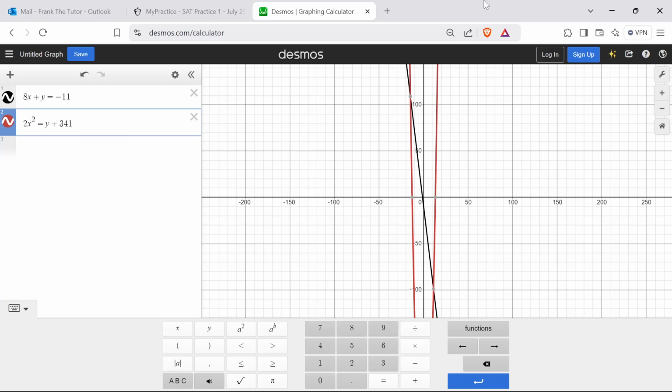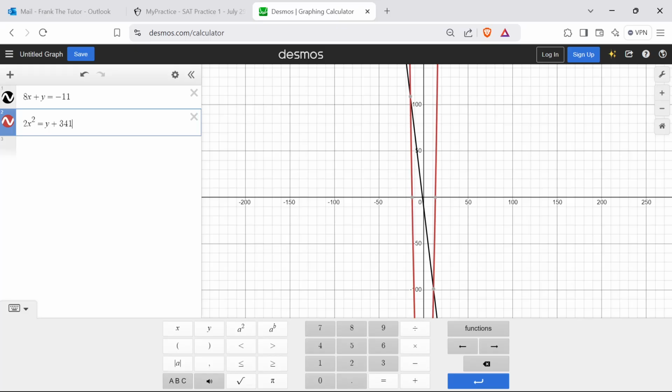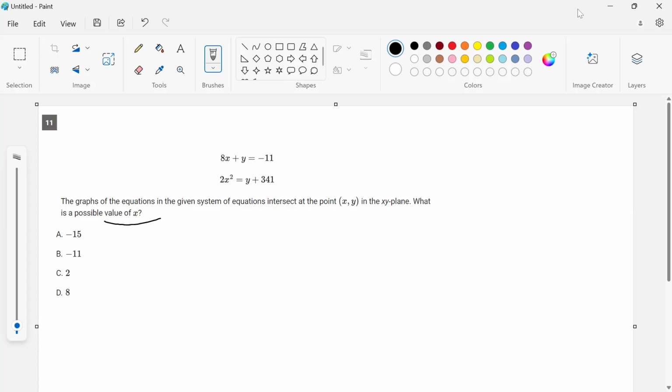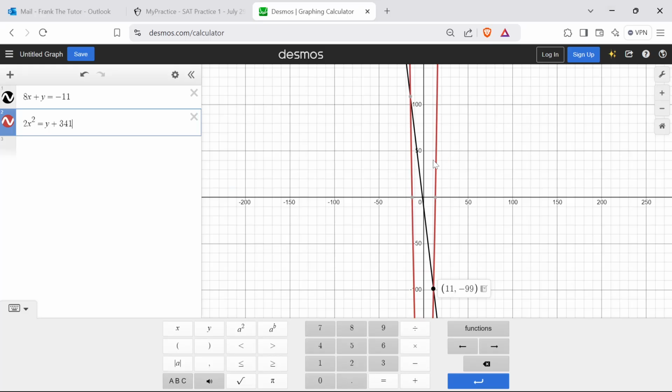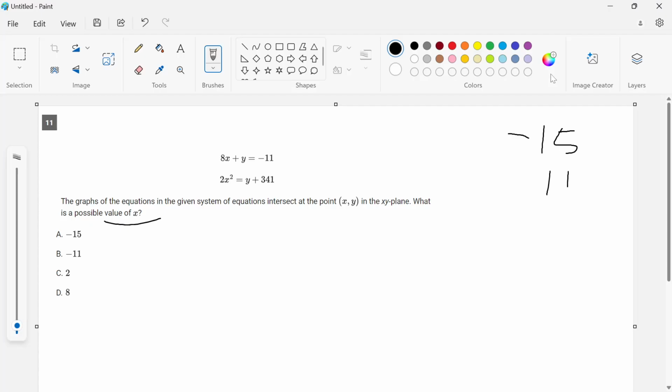And this is multiple choice. It's got negative 15, negative 11, 2, and 8. I know that it's asking for an x value, so I can just see which one of those values is a point of intersection. There is negative 15, and there is positive 11. I just click on either equation, and it's going to show me gray dots where they intersect. I mouse over the gray dots, and it shows the values. So negative 15, the answer is A.